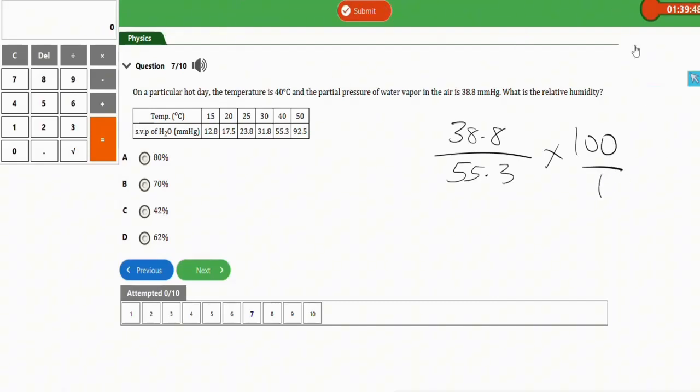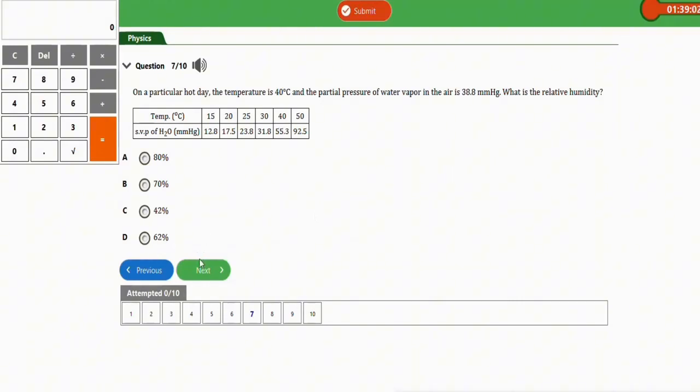Let's punch this on the calculator. This will give us 38.8 times 100, divided by 55.3. So we have the output to be 70.16. If you are approximating to the nearest whole number, you get 70%. So the correct option is option B. It's as simple as this. Okay, so let's wipe this now and solve the next repeated question.